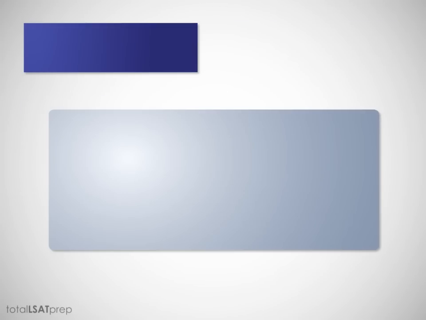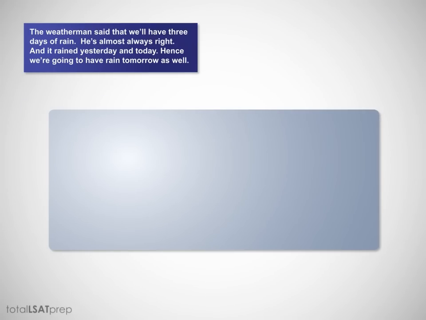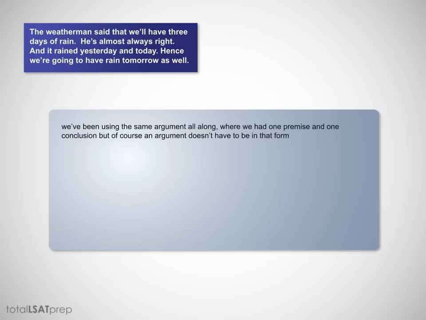Okay, continuing on, let's take a look at this new argument. It says the weatherman said that we'll have 3 days of rain. He's almost always right, and it rained yesterday and today. Hence, we're going to have rain tomorrow as well. We've been using the same argument all along, where we had one premise and one conclusion, but of course, an argument doesn't have to be in that form. You can have any number of premises. Here we see that we have 3 premises.